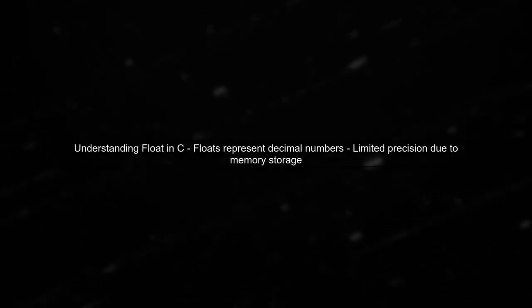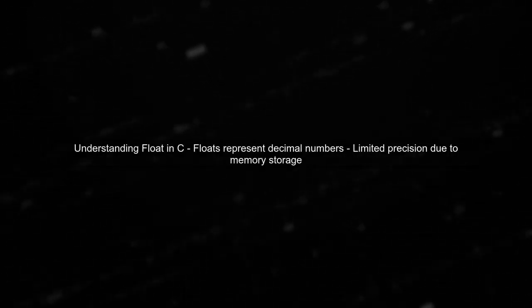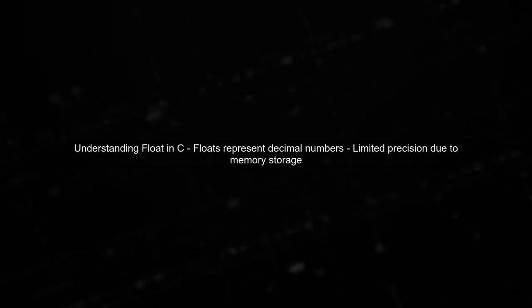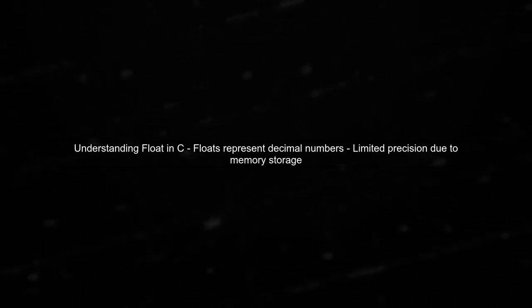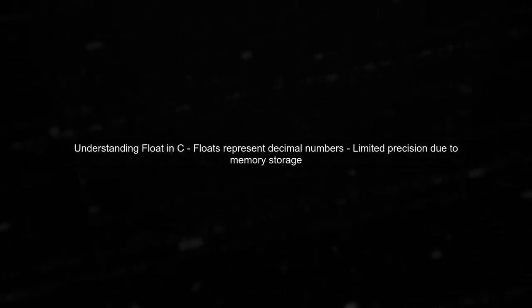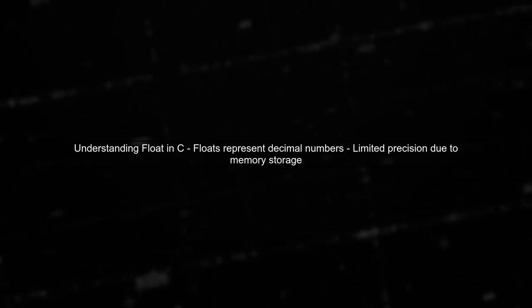Let's start by understanding the float data type in C. Floats are used to represent decimal numbers, but they have limitations due to how they are stored in memory. In your code, you initialize the float minimum and maximum values to negative and positive extremes. However, when you subtract or add 1, you notice no change in the output.